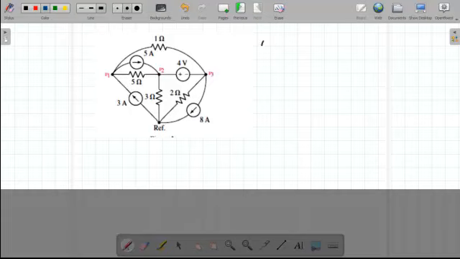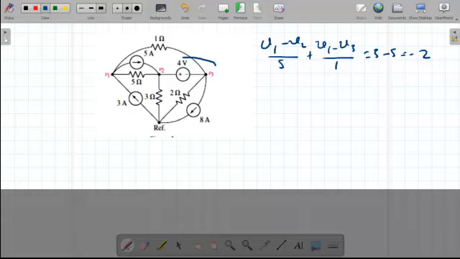So we have V1 minus V2 over 5 leaving, plus V1 minus V3 over 1 also leaving. This will equal the entering current. We have 3 amp entering, 5 amp leaving, so we say 3 minus 5 equals minus 2. Then here we cannot write KCL at node 2 or 3, so we combine them together, then we write KCL at this supernode.